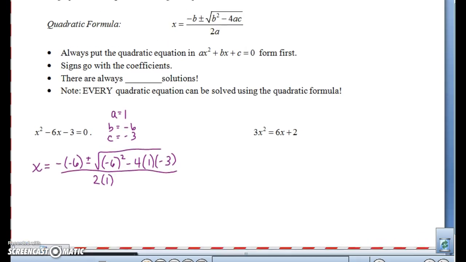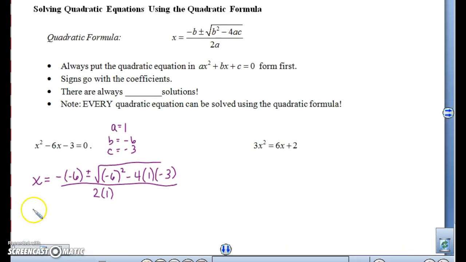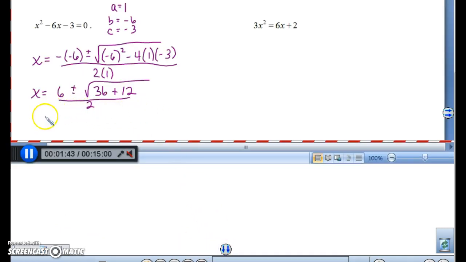So filling in all of those values, we have x equals negative negative 6 is just 6, plus or minus the square root of negative 6 squared, which is 36. Watch your signs here. Negative 4 times 1 times negative 3 is positive 12, all over 2. Simplifying a little more, 6 plus or minus the square root of 36 plus 12 is 48, all over 2.